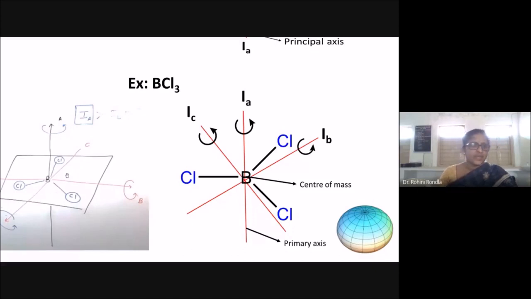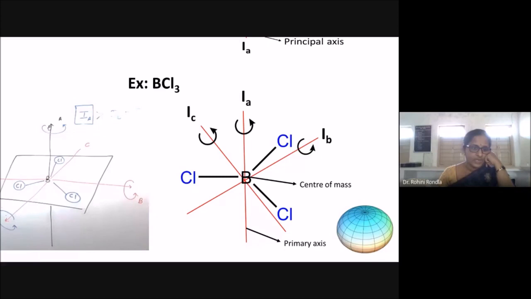And here you can see this image also. See, this is a very clear image. See this boron trichloride, imagine this BCl3 on a plane. And just imagine a line passing through only boron, that is A.